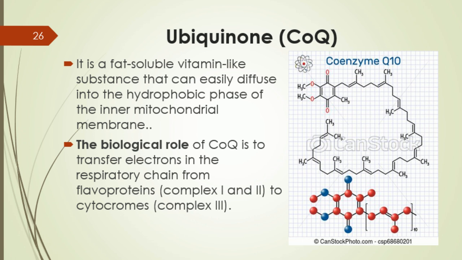Coenzyme Q is a fat-soluble vitamin-like substance that can easily diffuse into the hydrophobic phase of the inner mitochondrial membrane. The biological role of coenzyme Q is to transfer electrons through the respiratory chain from flavoproteins, complexes 1 and 2, to cytochrome C, complex 3.